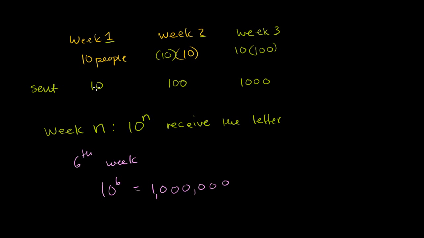And obviously in the real world, most people chuck these in the basket, so you don't have this good of a hit rate. But if you did, if every 10 people you sent it to also sent it to 10 people, and so on and so forth, by the 6th week, you would have 1,000,000 people. And by the 9th week, you would have 1,000,000,000 people. And frankly, the week after that, you would run out of people.